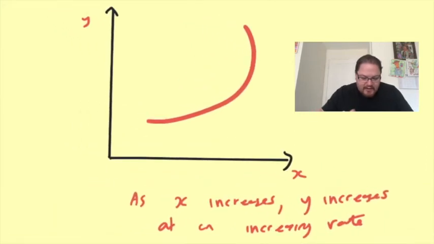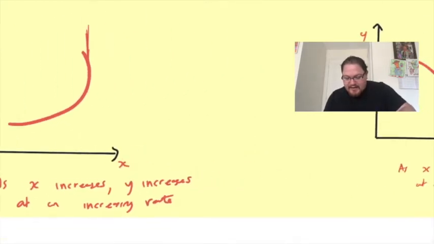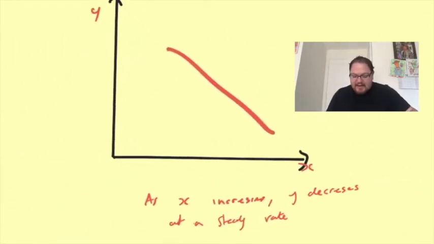What about this one? As x increases, y is going up, so it's also increasing at an increasing rate. Again, it's going to come off the chart if I did that properly. Okay, kind of looks like a bit of it's going back on itself there, but that's not going to happen. And then the last one, as x increases, y decreases, it's going down at a steady rate. It's a nice straight line.